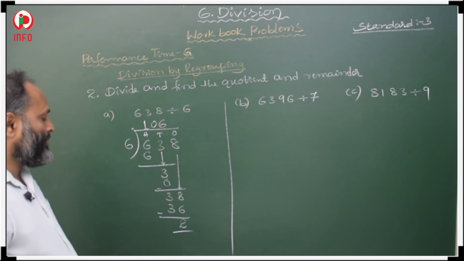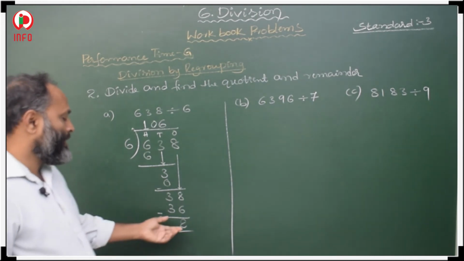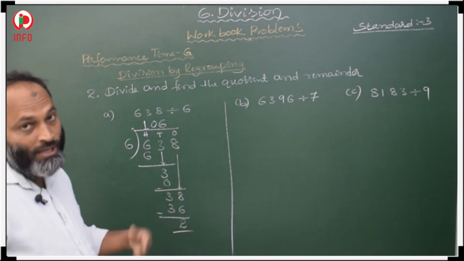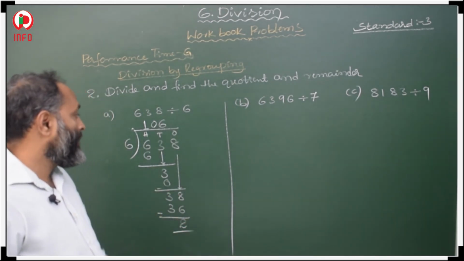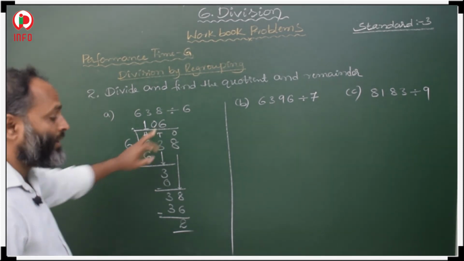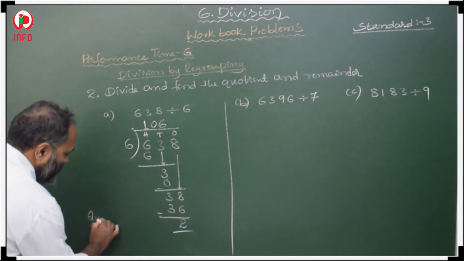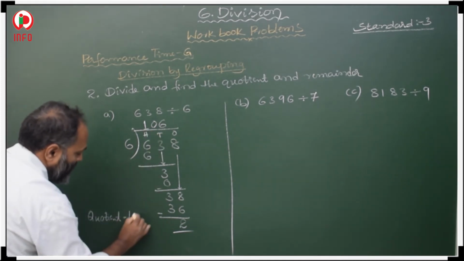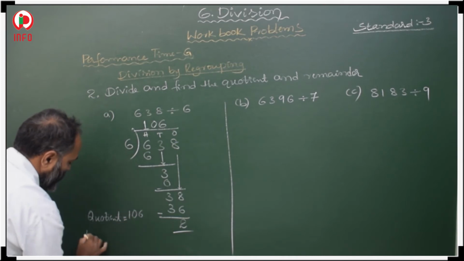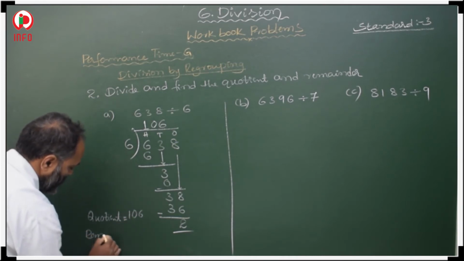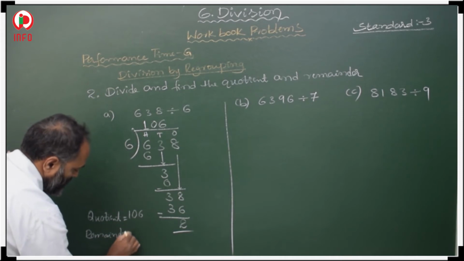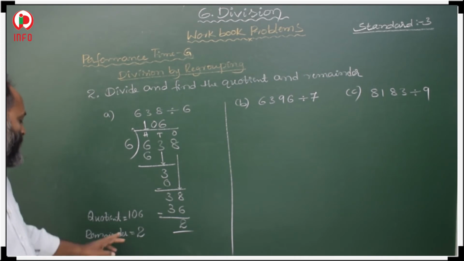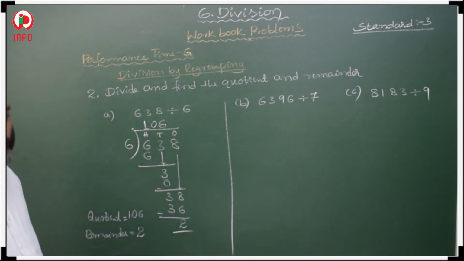The ones place is also over, then our question is over. This is our remainder, whatever is left after our division. This answer is our quotient. So what is the quotient? Quotient is 106 and remainder is 2.